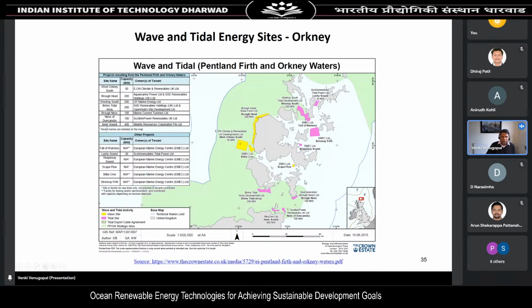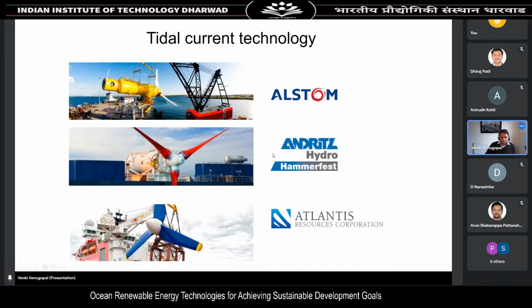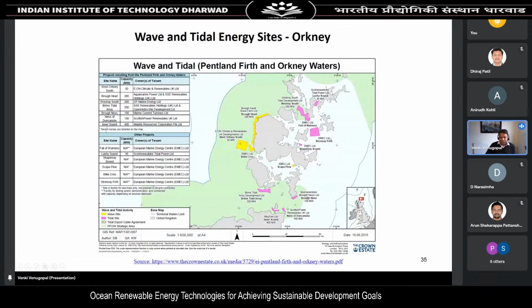There are many companies. If you are a developer, you make your device and bring it to this location and test your device. The device will be connected to an organization called EMEC, the European Marine Energy Centre, and they have the facilities. You can hook in your device and test the ability of the device and the power production of the device. So some of these technologies have been tested in the EMEC site, in here, and in here, and in here.